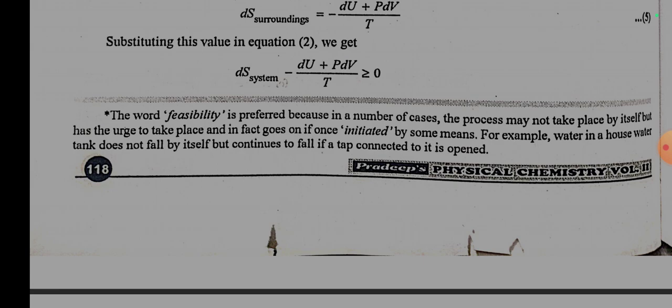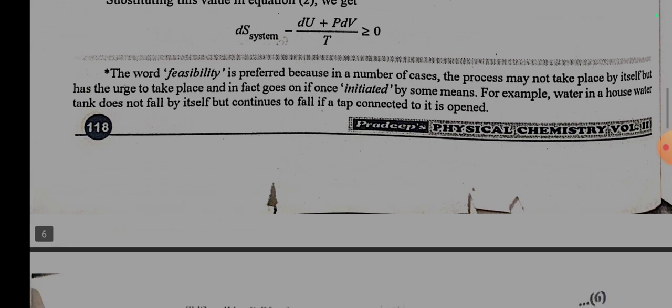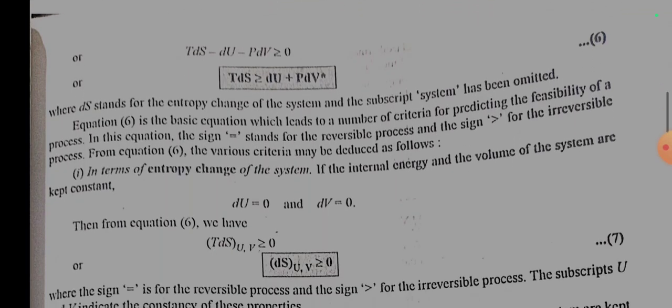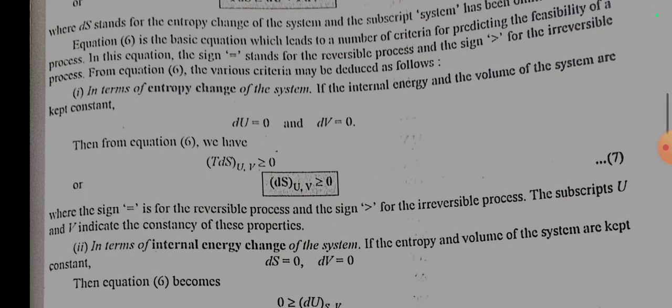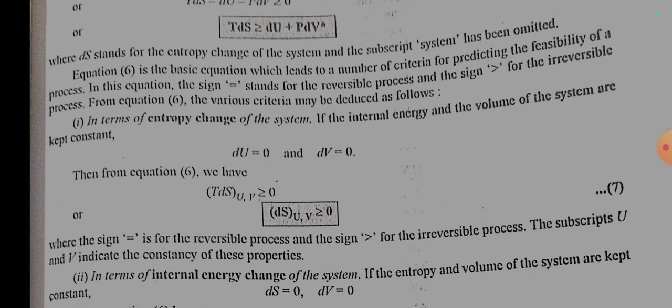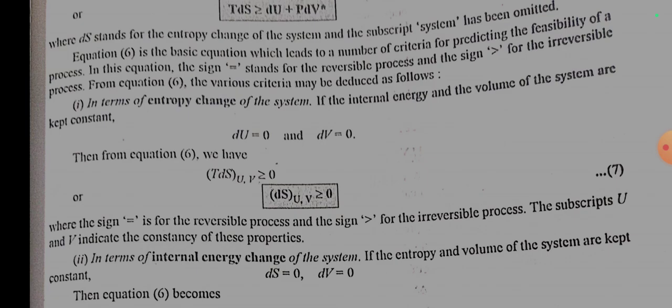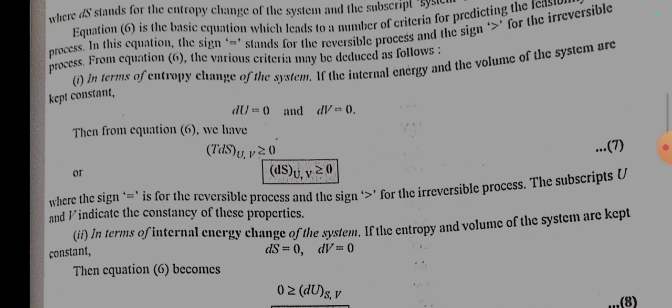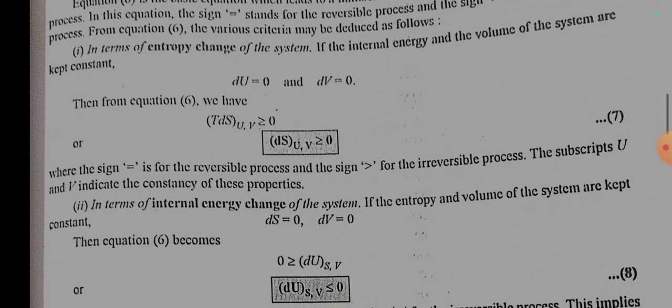Substituting this value in equation 2, we get dS system minus (dU plus P dV) by T is greater or equal to 0, or T dS minus dU minus P dV greater or equal to 0, where dS stands for the entropy change of the system and the subscript system has been omitted. Equation 6 is the basic equation which leads to a number of criteria for predicting the feasibility of a process. In this equation, the sign equal stands for the reversible process and the sign greater for the irreversible process. From equation 6, the various criteria may be reduced as follows.